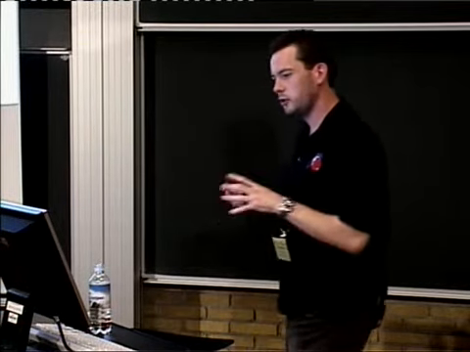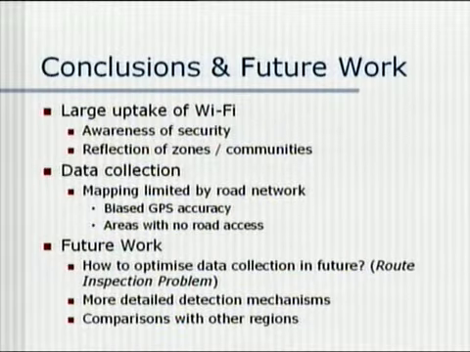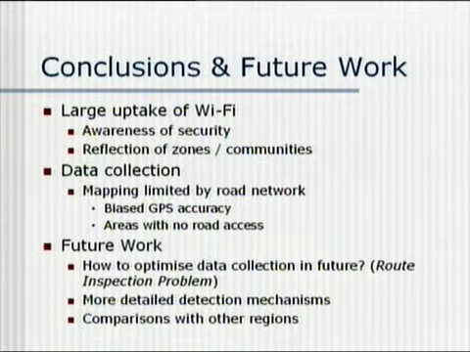So to conclude and give you an idea of where we plan to go and some of the issues that came up as we did this, we've established that there is quite a large uptake of Wi-Fi in the community. We were quite impressed with the number of access points that we detected as we went around, and also the fact that we could pick out distinct zones based on this information and relate that to something.